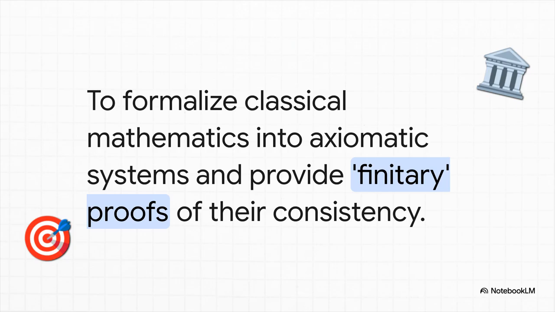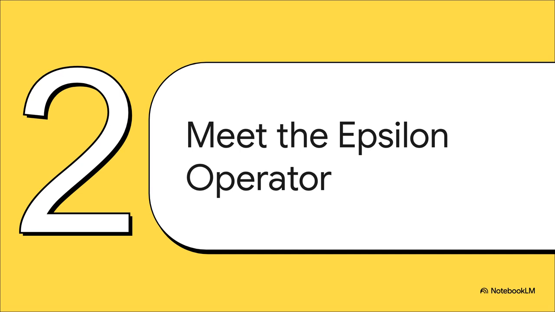He wanted proofs to be finitary, which is just a fancy way of saying they should be concrete, almost mechanical. Like you could check them in a set number of steps, no weird abstract infinite concepts allowed. He figured if you could do that, proving the whole system was rock solid and consistent would be a whole lot easier. And this brings us to the star of our show.